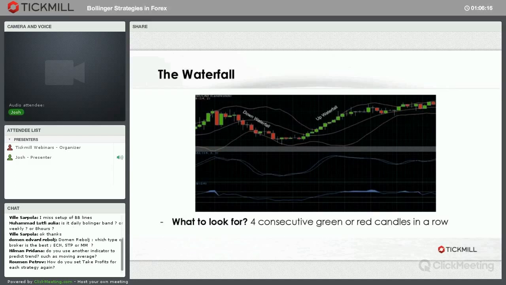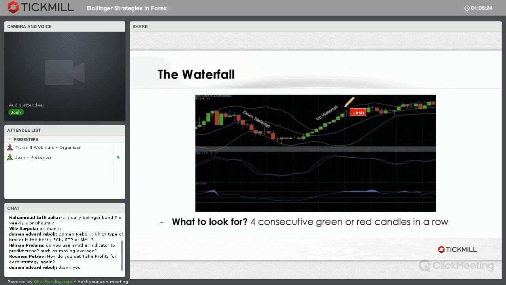I see a question from Hilman Pradana. Do you use another indicator to predict a trend, such as moving average? Okay, so Hilman, for me, Bollinger Bands, by the way, the Bollinger Bands contain the moving average, right? Sometimes new traders forget that. It actually is a moving average.